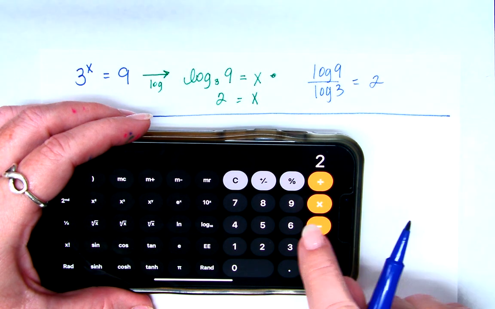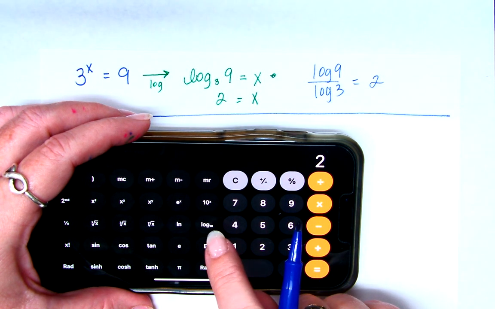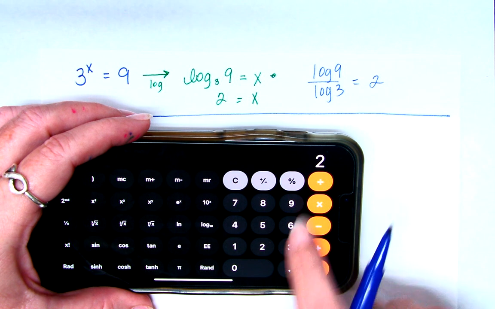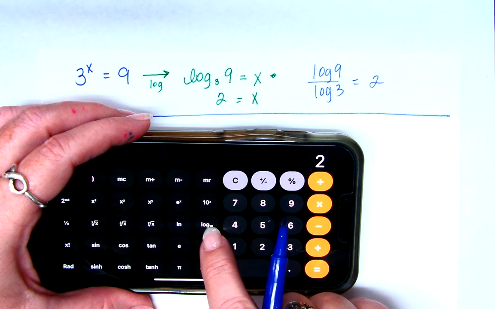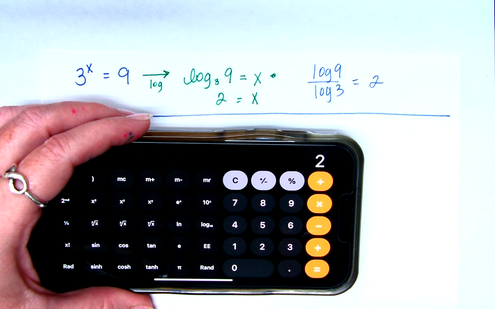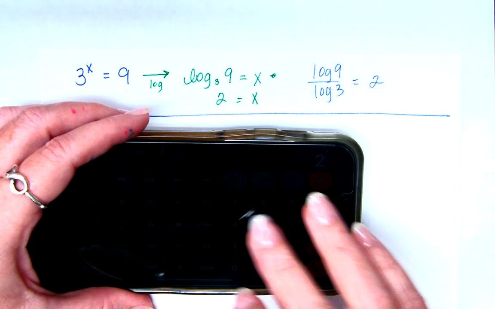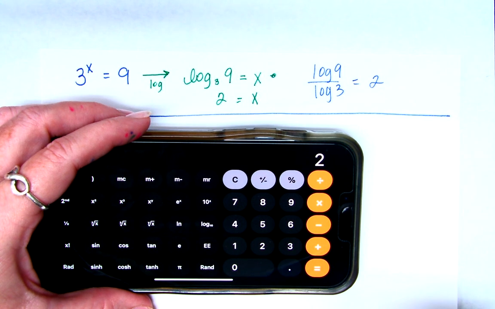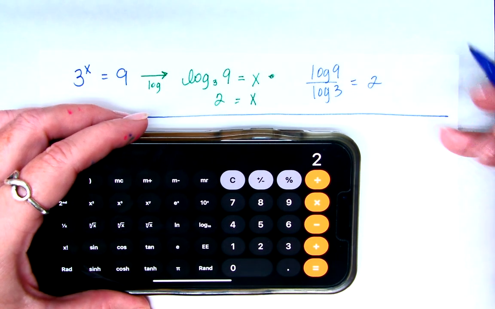Okay, so 9 log divided by 3 log, enter. Oh, I got 2. I got negative 46 the first time. Oh, good, I got 2 now. Okay. Yes, that's right. Everybody's okay? Yes. So this is called the change of base formula.